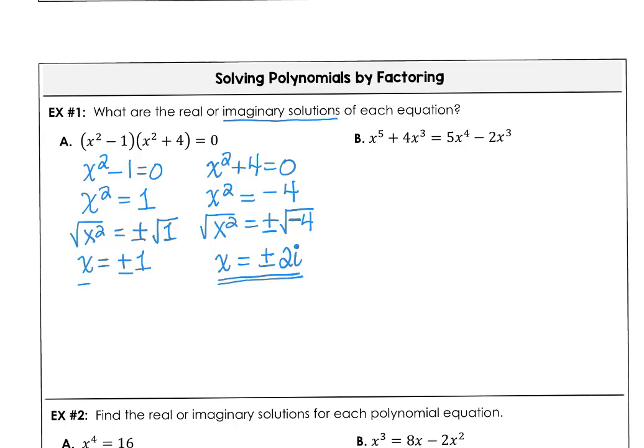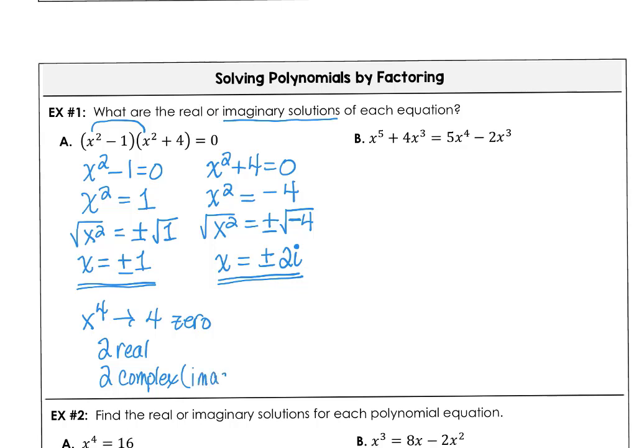So we have 4 solutions, because using the distributive property, x squared times x squared would be an x to the 4th equation, and that means we need to have 4 zeros. We have 2 real zeros, and we have 2 imaginary zeros, or complex zeros.